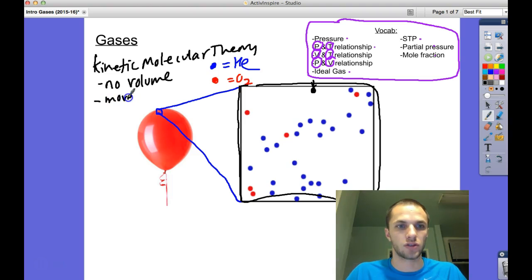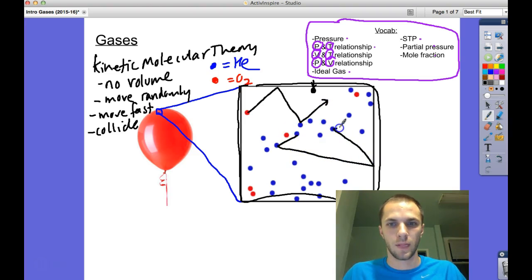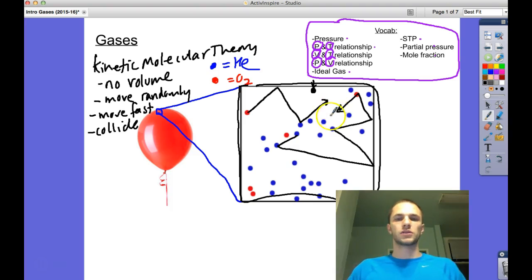They also move randomly. Molecules have random motion, they move fast, and they collide with each other. So if we were to represent the motion of these molecules, maybe this oxygen molecule is traveling in a straight line until it hits either the wall of the container and bounces off, or it hits another molecule and bounces off. And all these molecules are flying through at incredibly fast speeds, bouncing off each other. As a result, we can measure a lot of quantities about these gases and predict behavior about them.